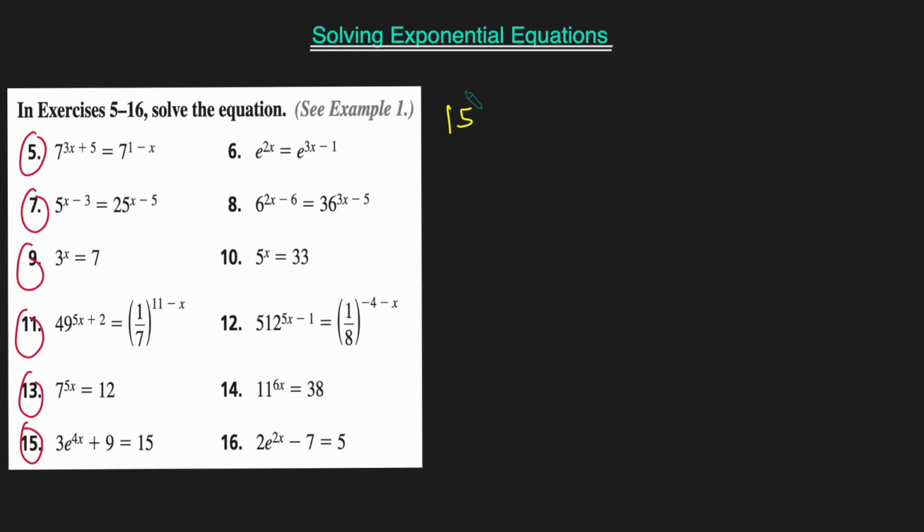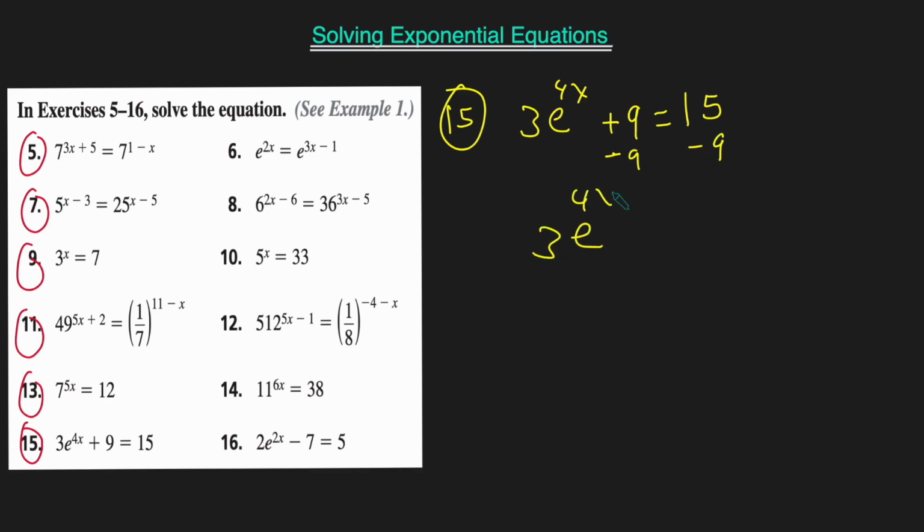Problem number 15. I have 3 times e to the 4x plus 9 equals 15. When I have an equation like that and I have some numbers on both sides, I can reduce that. I just subtract 9 to make it easy, and that would be 3e to the 4x equals 6. And I can also reduce this 3 with this 3, and I'm going to have e to the 4x equals 2.